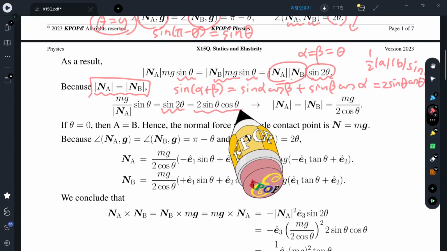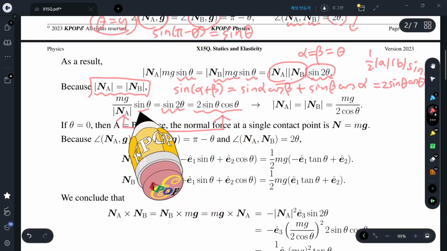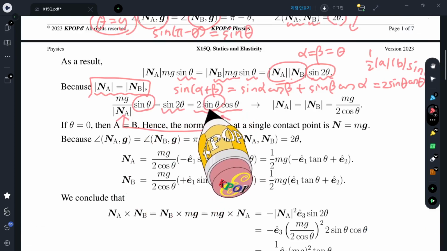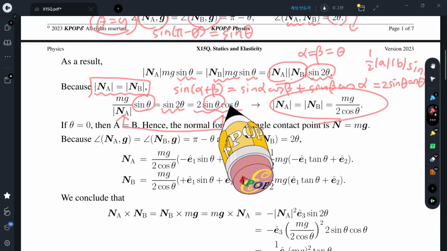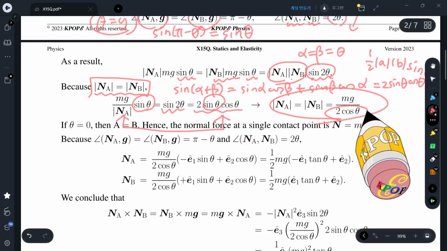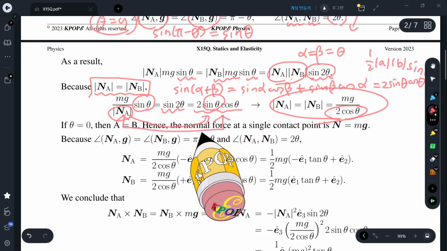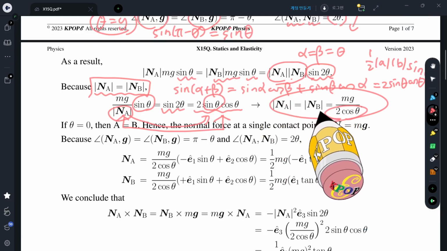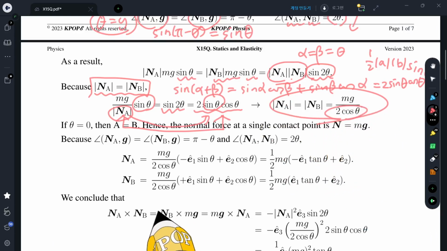All right. If I consider this identity, sine theta cancels. And what I obtain is this. 2 cosine theta becomes the denominator, and this one is pulled out to the right hand side. So the magnitudes of NA and NB are both mg over 2 cosine theta.